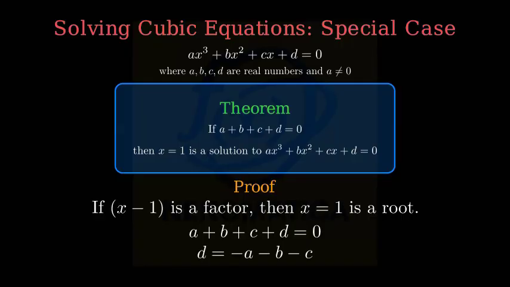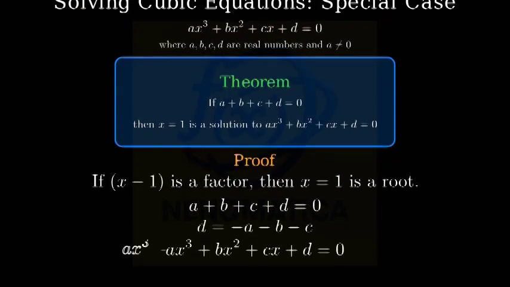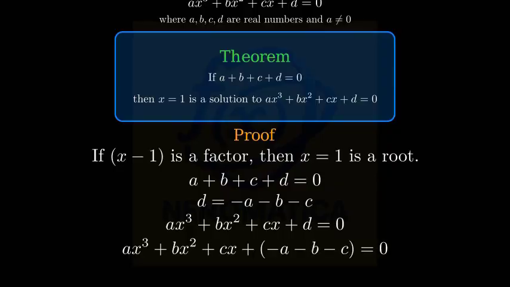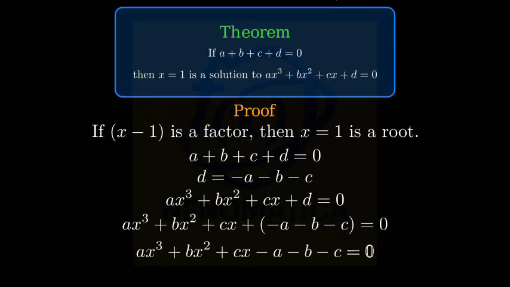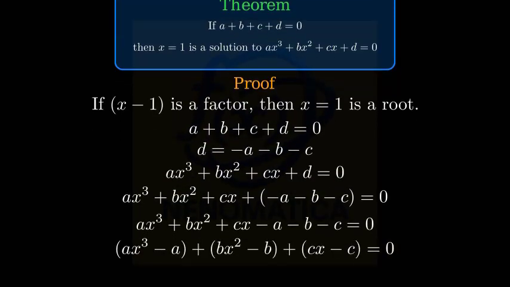Now let's substitute this value of d back into our cubic equation. We get ax cubed plus bx squared plus cx plus negative a minus b minus c equals 0. Let's rearrange this equation to group like terms. We get ax cubed plus bx squared plus cx minus a minus b minus c equals 0. Now we can rewrite this as ax cubed minus a plus bx squared minus b plus cx minus c equals 0. This allows us to factor out common terms.